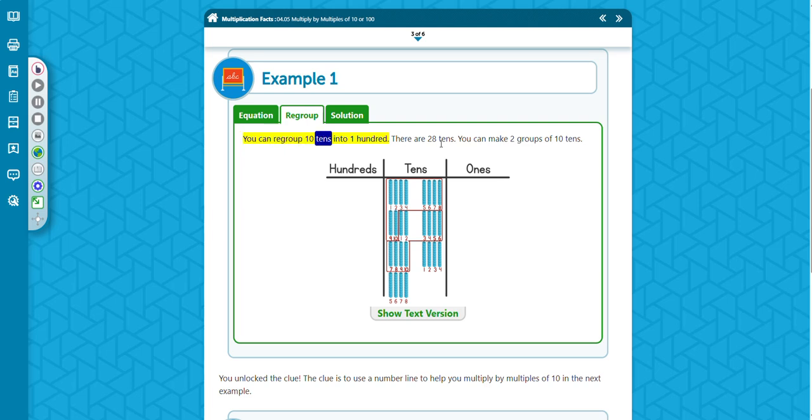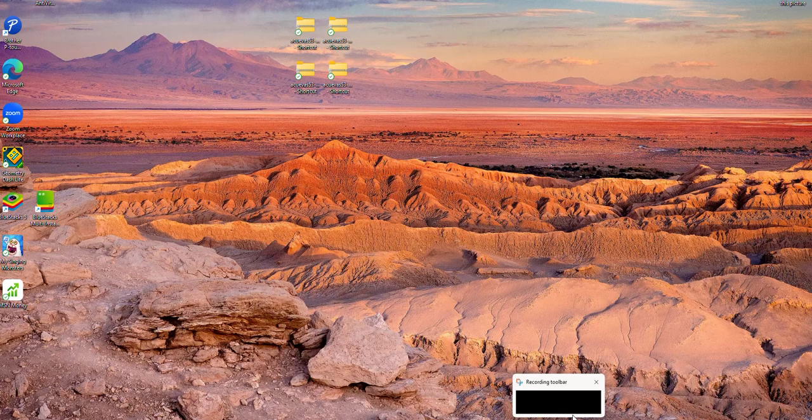You can regroup 10 tens into 100. There are 28 tens. You can make 2 groups of 10 tens. Hundreds, tens, and ones math. You unlocked the clue. The clue is to use a number line to help you multiply by multiples of 10 in the next example.